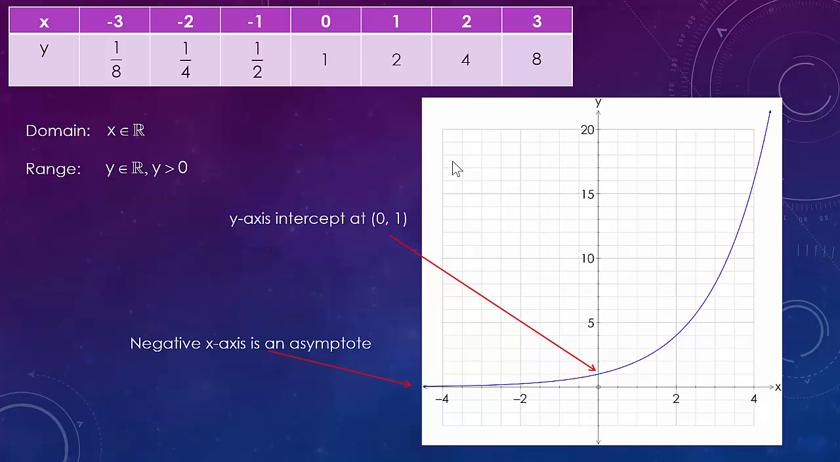Now, what follows on the OneNote are some Geogebra apps where you can play with various transformations of the exponential graph. And by doing that, you should increase your understanding of what an exponential graph is and what different features it can take if we change certain things about it.